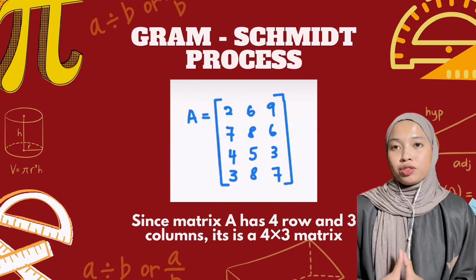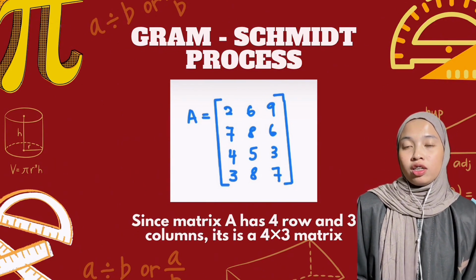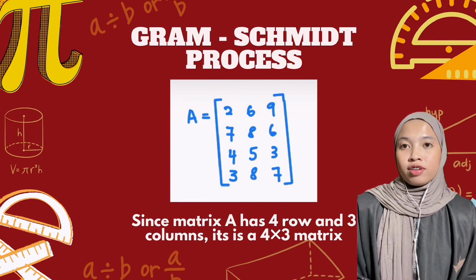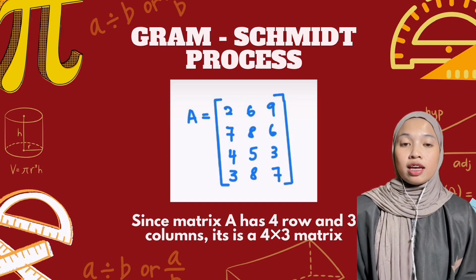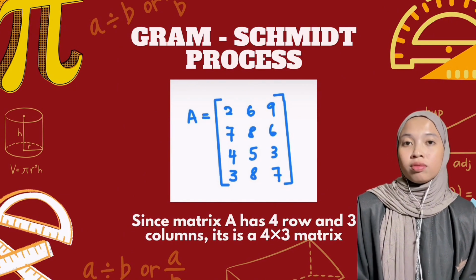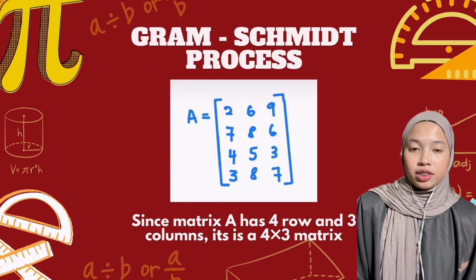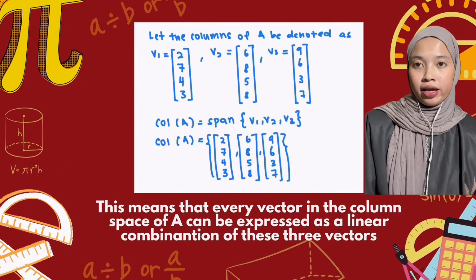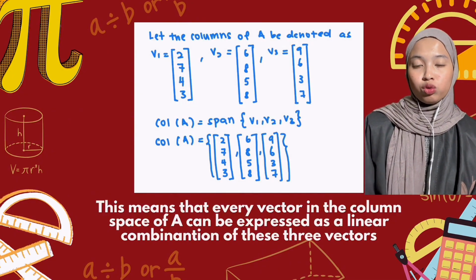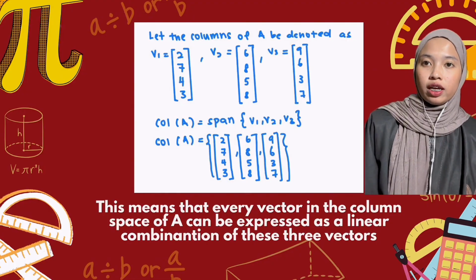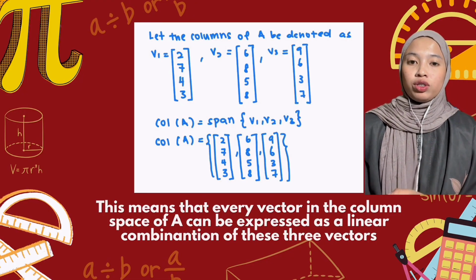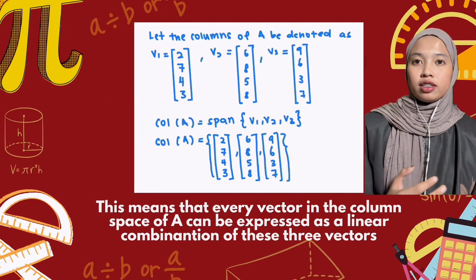We are given the matrix A, which is 269, 786, 453, 387. Since matrix A has 4 rows and 3 columns, it is a 4x3 matrix. For the column space and span, let the columns of A be denoted as V1 equal to 2743, V2 equal to 6858, V3 equal to 9637.